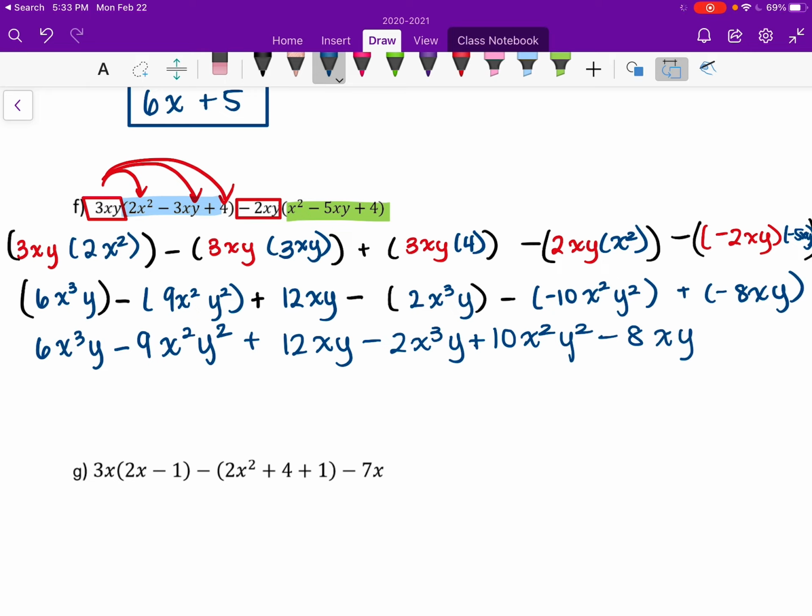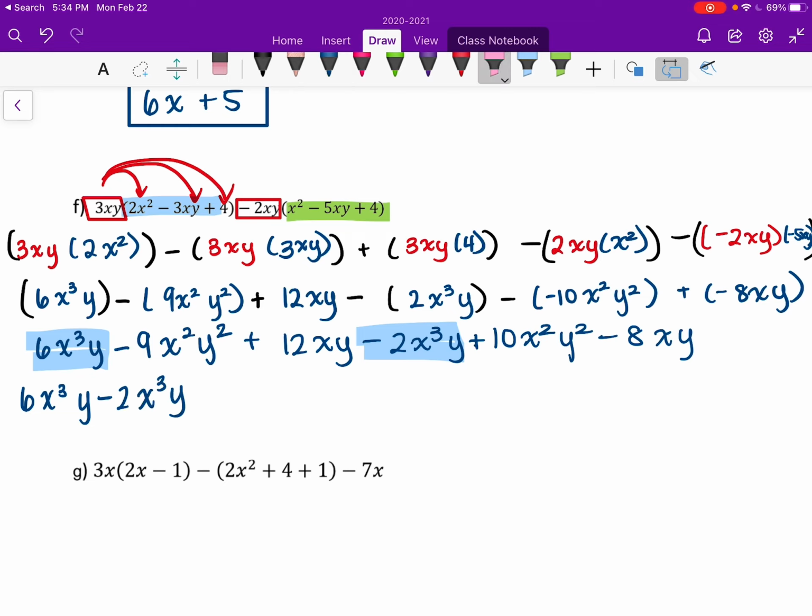Right, now I'm going to go back and collect my like terms. So I'm going to collect one with blue. Oops, sorry about that. So blue, let's do this one. Is there any other one that's an x cubed y? X squared, y squared, xy, x cubed, y. Right there. Right? So let's write those in together. So we're going to do 6x cubed y minus 2x cubed y.